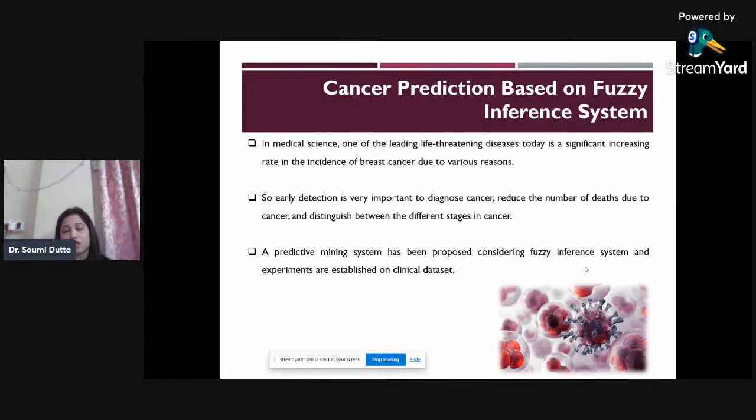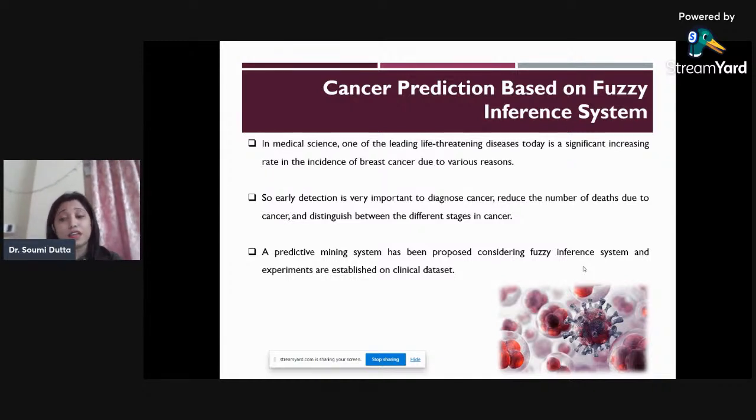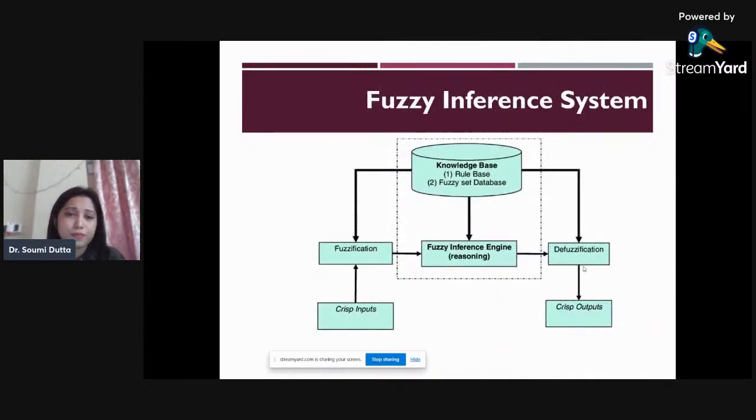And apart from this, those who have a medical history in their family, where a few members have already died from cancer, medical science has come up with techniques. They can analyze all the genetic code and give you the outcome for this sort of prediction. So as I told you, I will be taking a fuzzy inference system. This is the basic architecture of a fuzzy inference system.